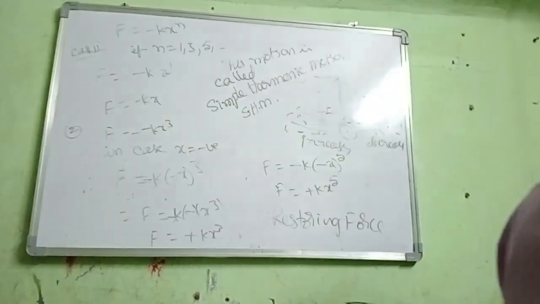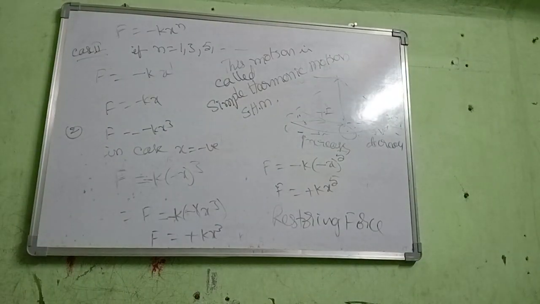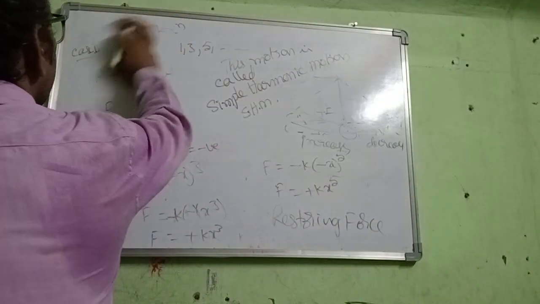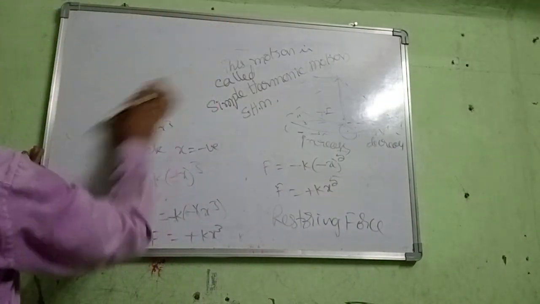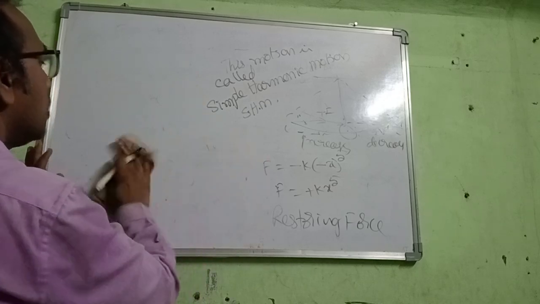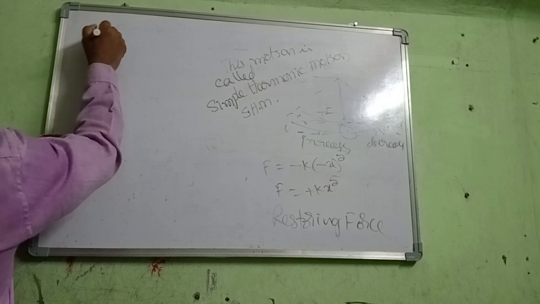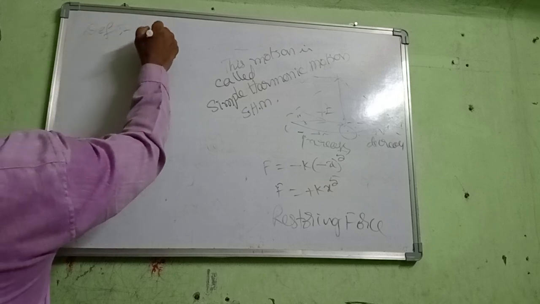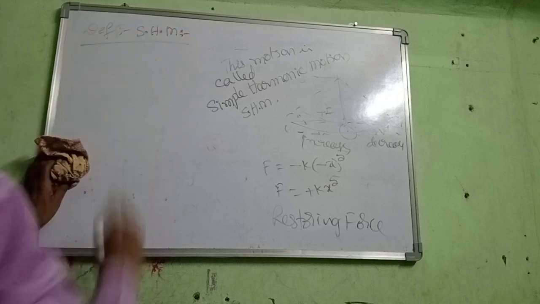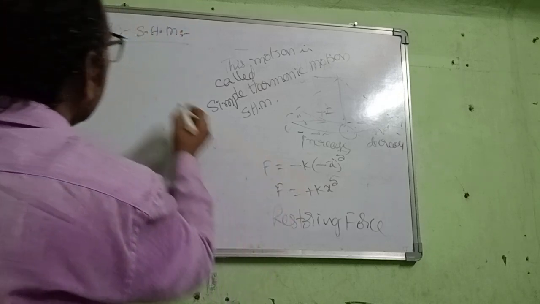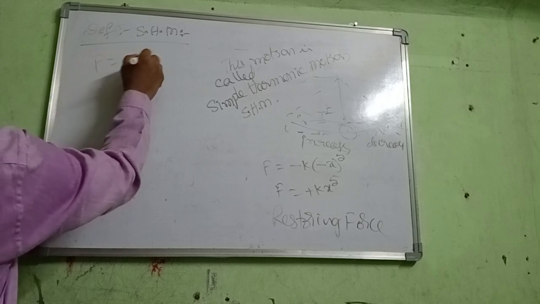Next, definition of simple harmonic motion. See here, what is happening? F is this, the equation: F equal to minus k x power n.